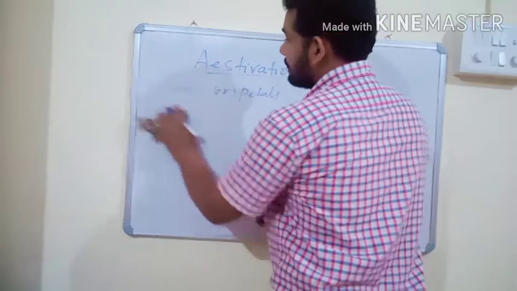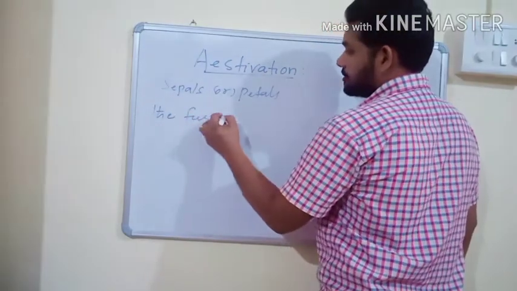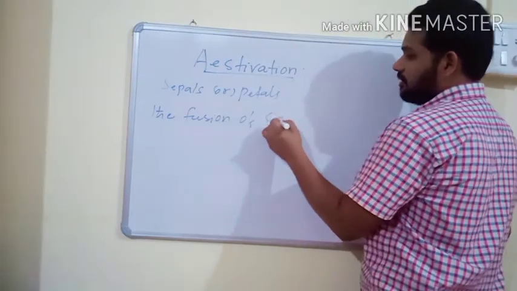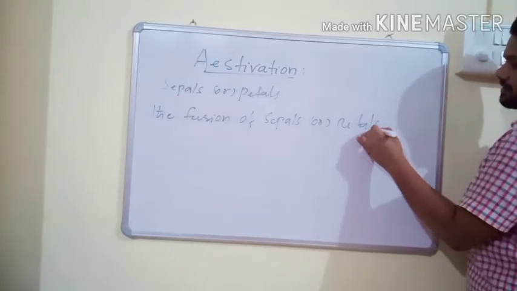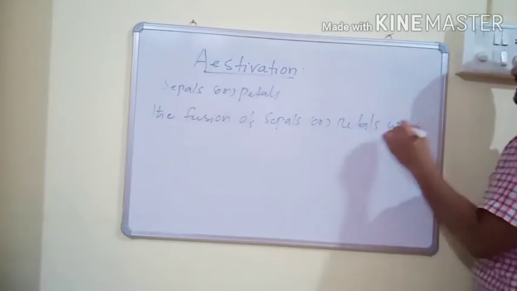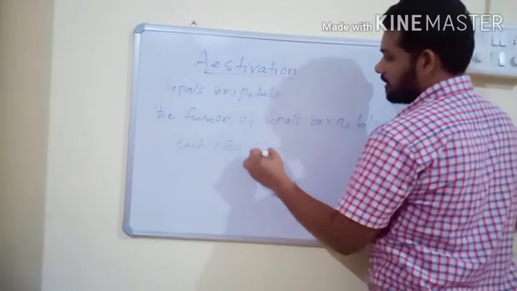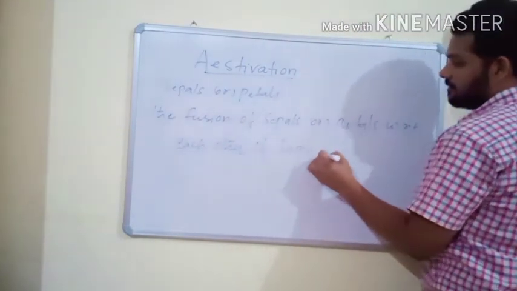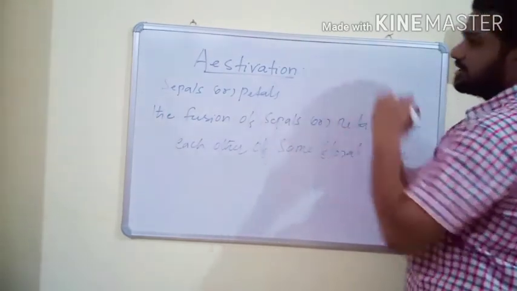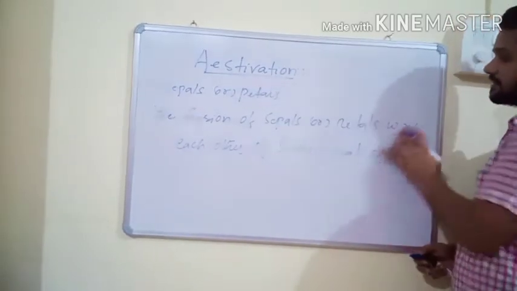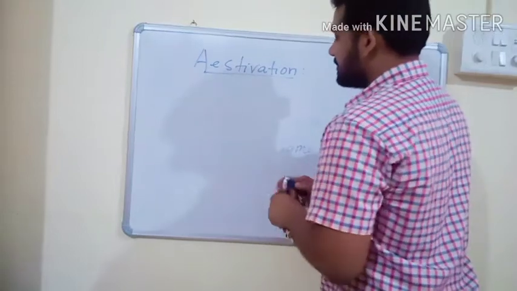It is the arrangement of sepals or petals with respect to each other of the same floral organ, and this arrangement is known as estivation. And estivation is of different types. Mainly it is of 4 types.